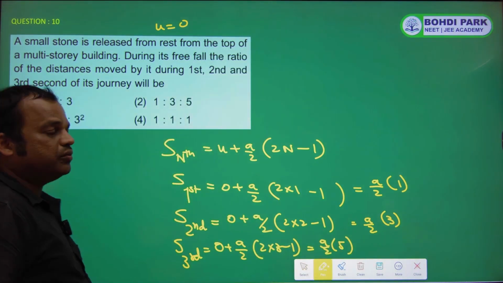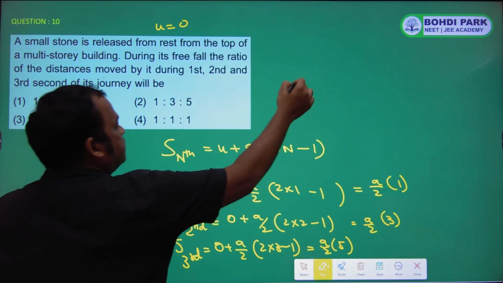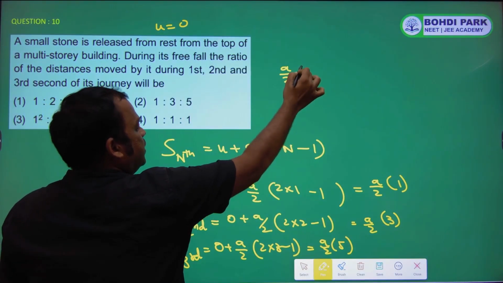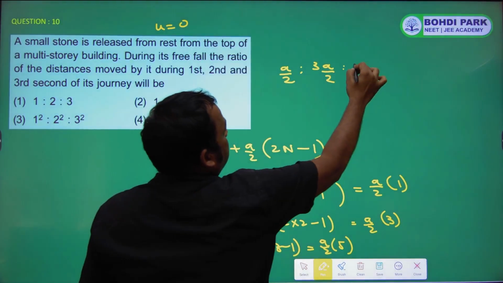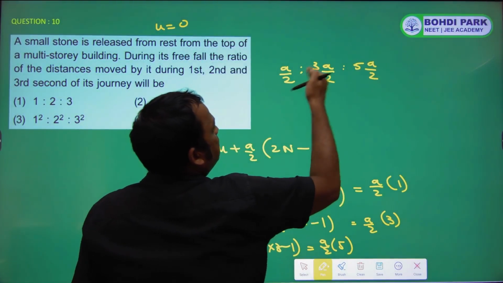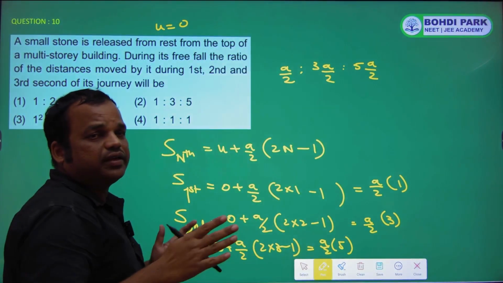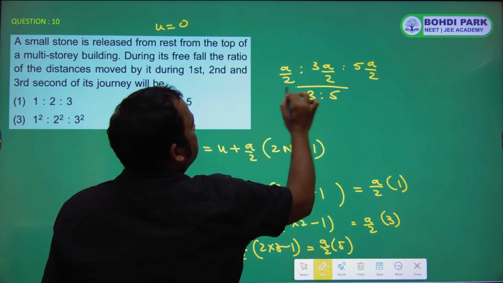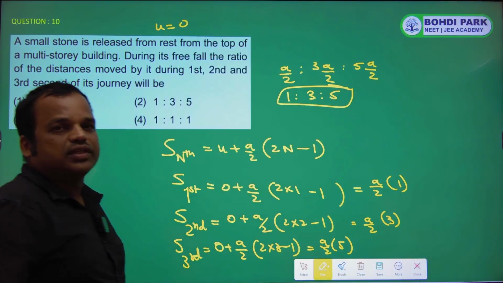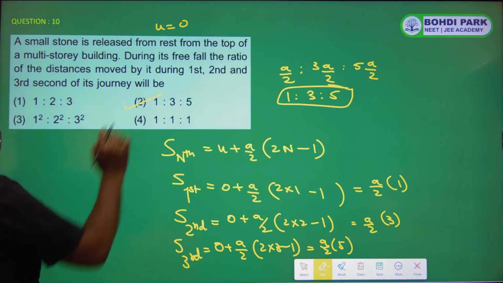So the ratio is a by 2 is to 3 times a by 2 is to 5 times a by 2. So a by 2 cancels. We can divide by a by 2 throughout. So the required ratio is 1 is to 3 is to 5. Second option. Okay, finish. Thank you.